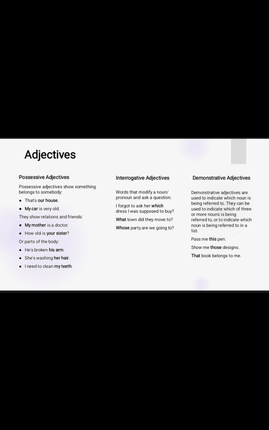Now, demonstrative adjectives are used to indicate which noun is being referred to. They can be used to indicate which of the three or more nouns is being referred to, or to indicate which noun is being referred to in a list. For example, pass me this pen or show me those designs. It can also be that book belongs to me.